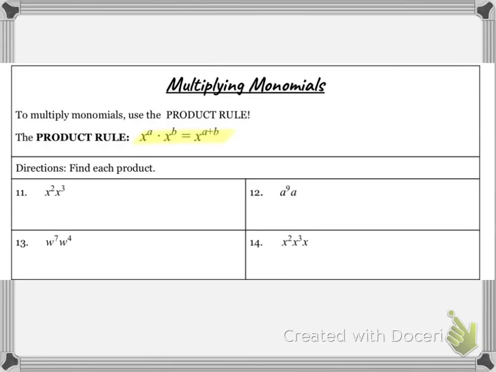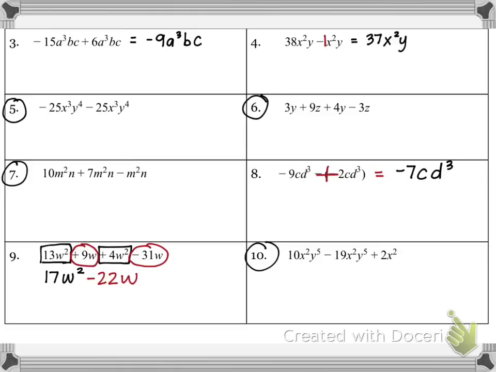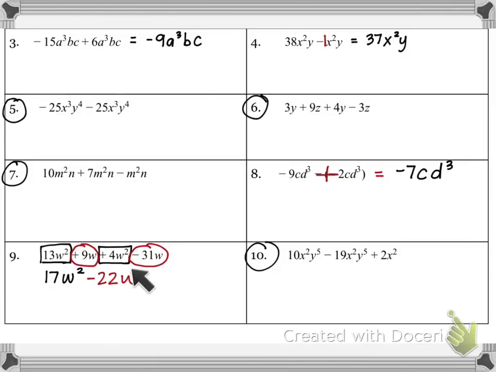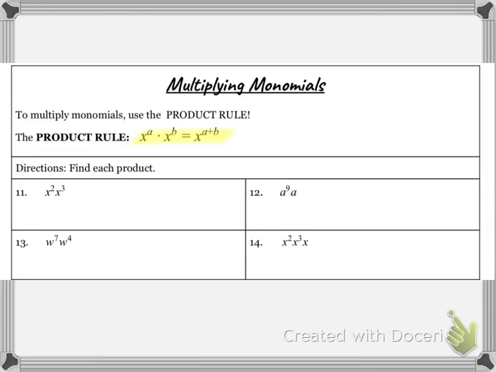So now we're going to look at multiplying monomials. So this was adding and subtracting. Okay, when we multiply, notice there's no adding or subtracting in the middle of these terms, right? It's just multiplication right here on all of these. On these over here, we had adding and subtracting to separate these different terms, right? So here, we're going to use something called the product rule. So to multiply monomials, use the product rule.